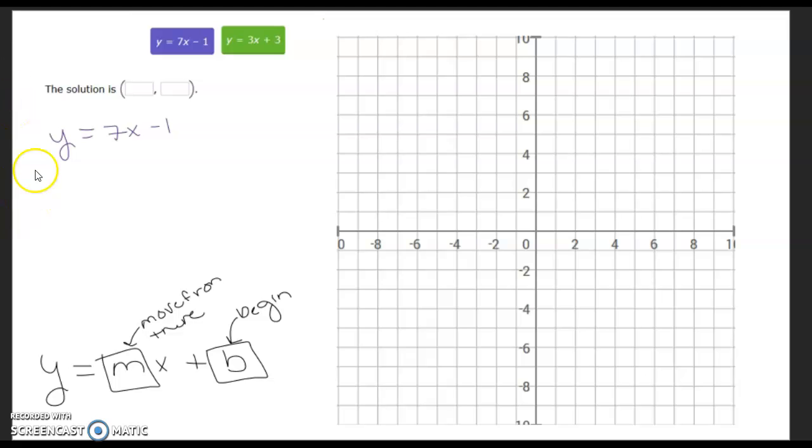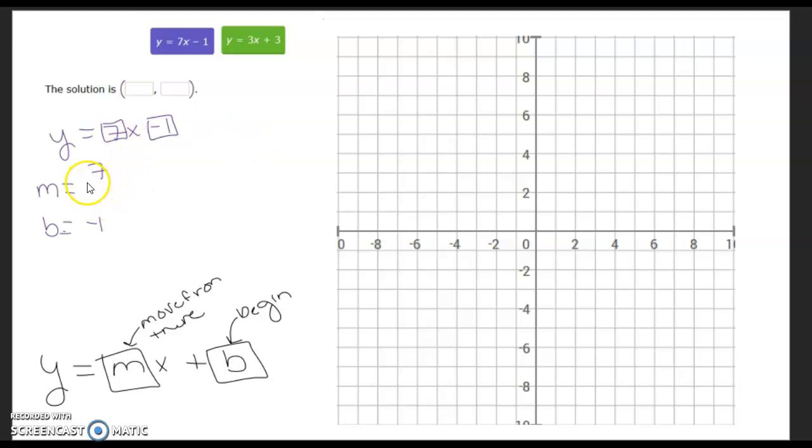Let's do purple. So our m is this and our b is this. If you're comfortable graphing, you don't have to do this step. This is just for people who are just getting into graphing. So our m, which is that number in front of x, is 7, and our b is -1. The only relevant parts are what we need here.